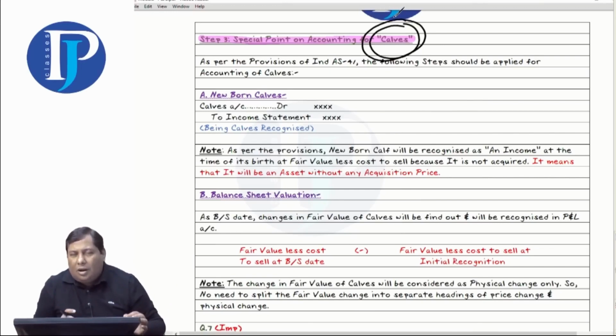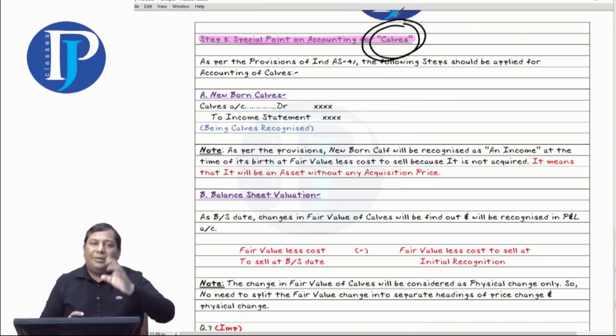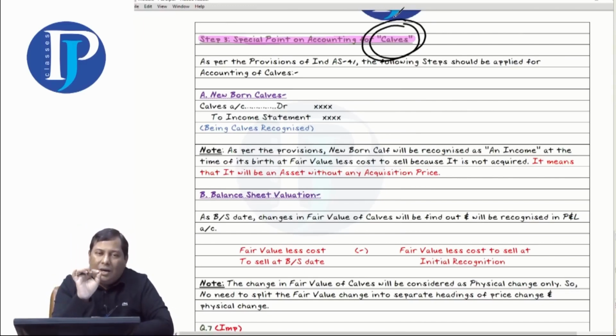Okay, the cow gave birth to the calf. So its cost is zero. Its price is zero. So you can do its valuation and enter all of the amount in income. Now you pass the entry as cow's account debit to P&L. It's 100% gain, sir. All the young ones of the animals that you get, all of them will go to the P&L at fair value. One more interesting thing I would like to tell you, when you do its balance sheet valuation.